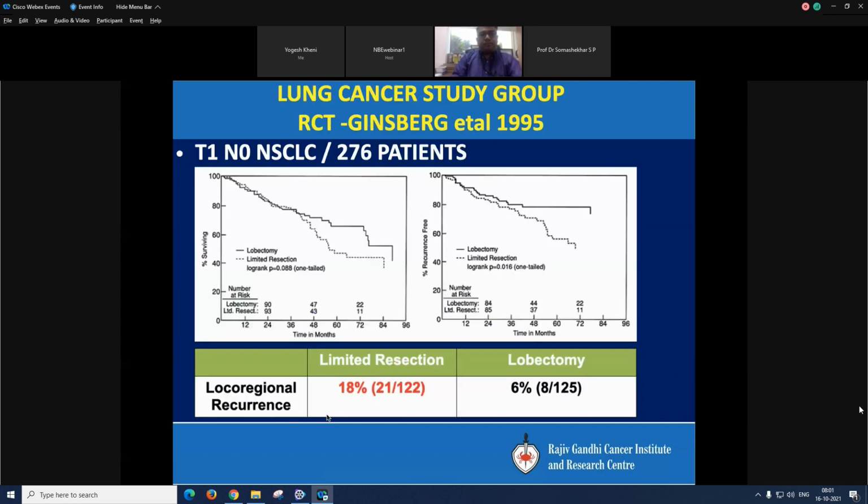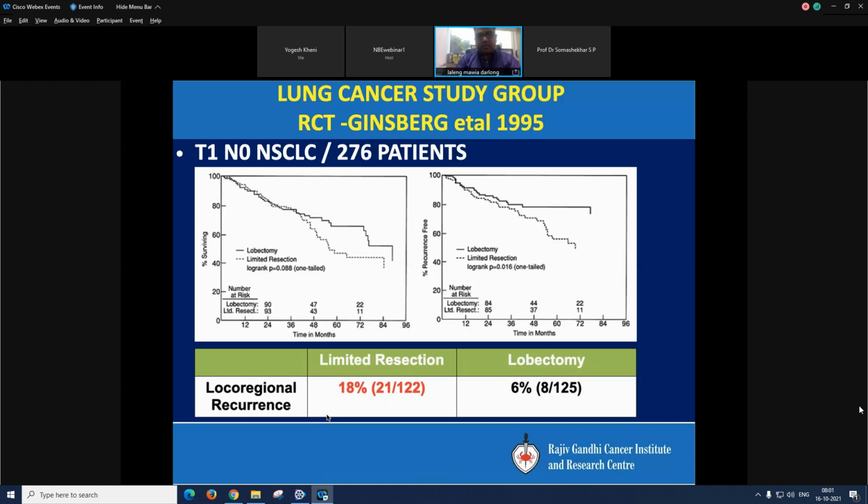This is the study by Ginsberg, the Lung Cancer Study Group in 1995, basically for T1N0 non-small cell lung cancers, about 276 patients. The first randomized trial comparing lobectomy with a sublobar resection, which is a limited resection. In this study, they found a threefold increase in local regional recurrence when compared with lobectomy. That's the limited resection, a wedge or a segmental resection.